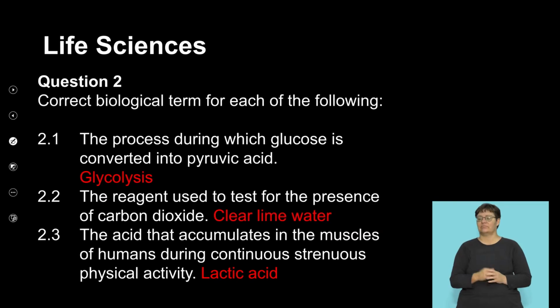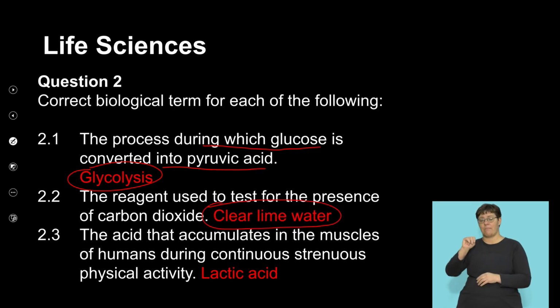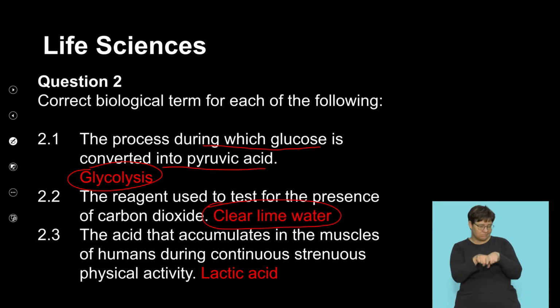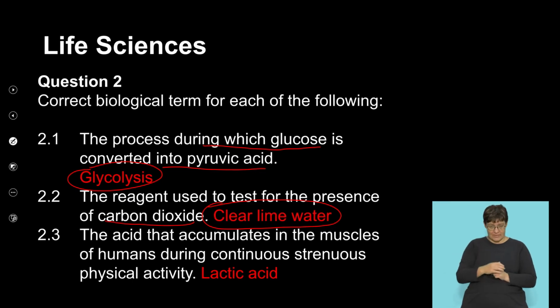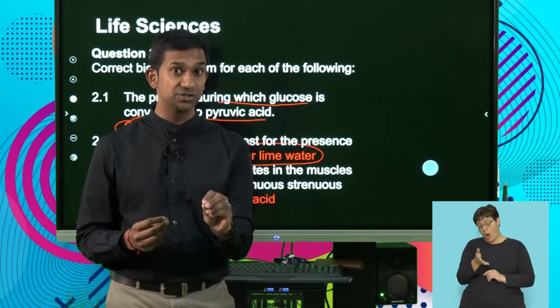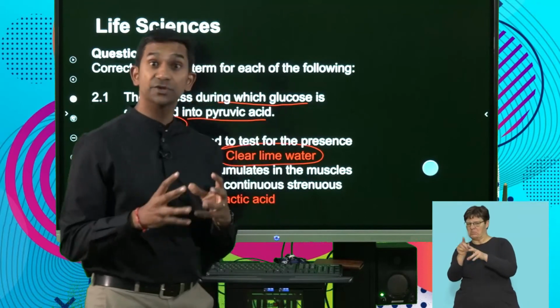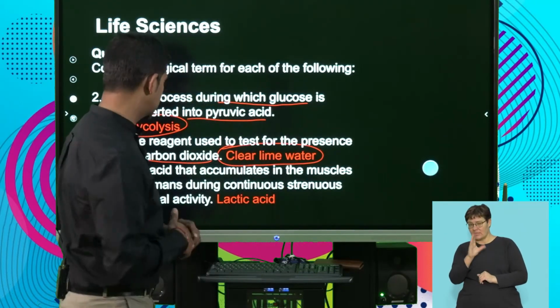So as I mentioned, the first answer would be glycolysis, and that is when the glucose is converted into pyruvic acid. The second question was relating to what chemical is used to test for the presence of carbon dioxide, and that is clear lime water. And we know that clear lime water, when carbon dioxide is introduced into that, turns milky, and so that could be an indicator for the presence of carbon dioxide.